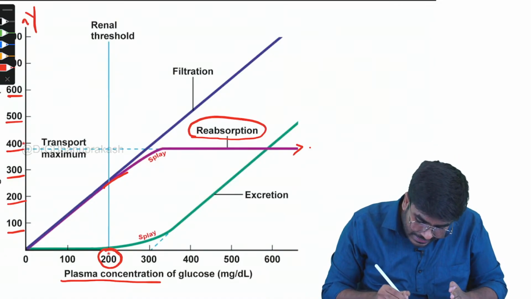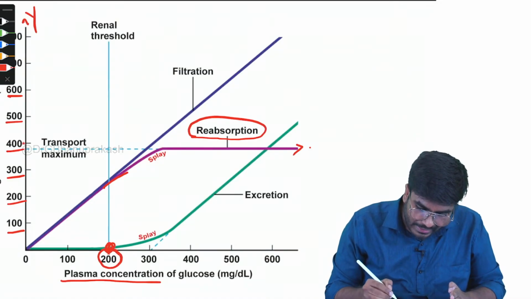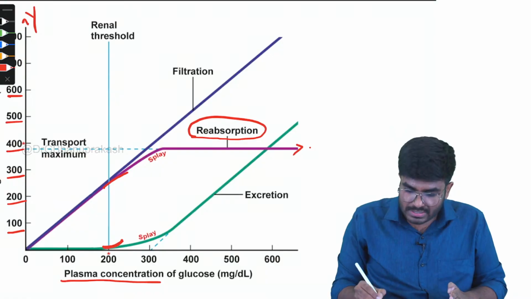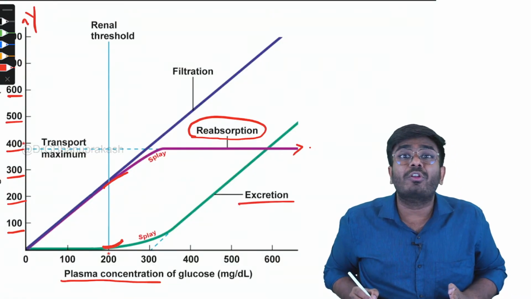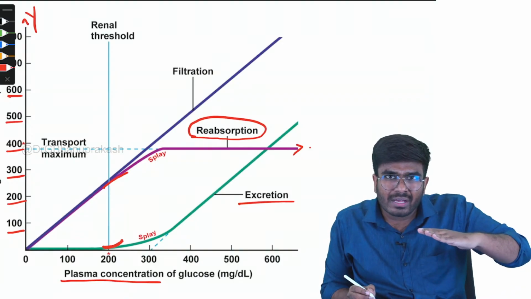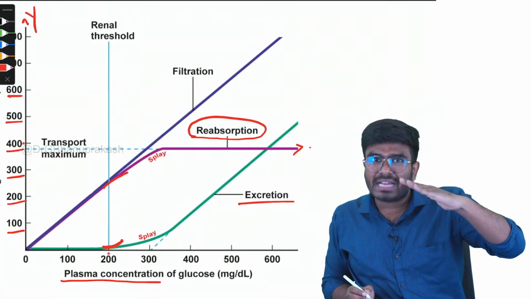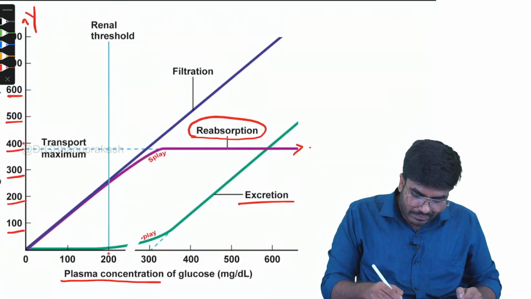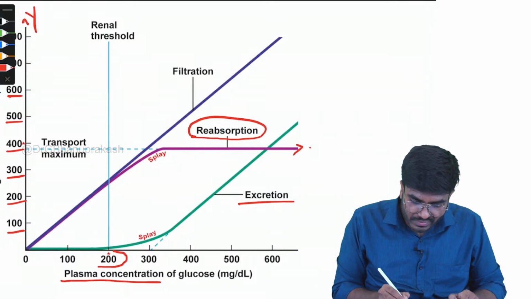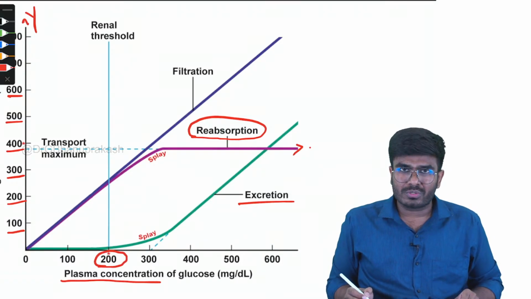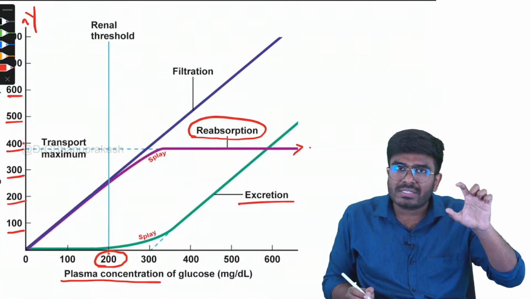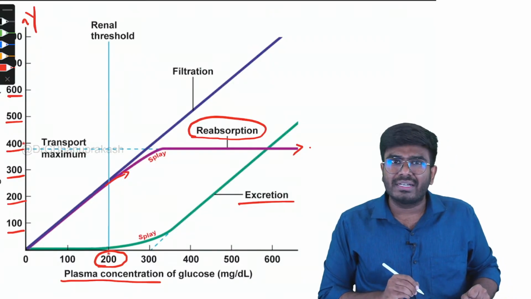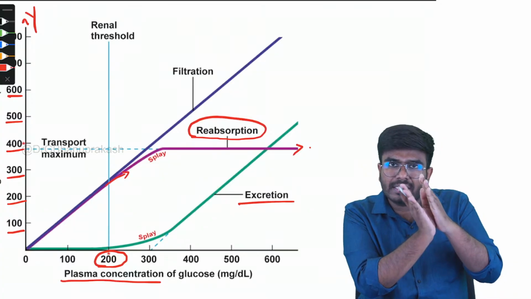That's the reason why at this point, at 200, the excretion curve has risen. The green color curve is the excretion curve for glucose. Now, at 200, glucose has started appearing in the urine. So what are the important points you need to know here? The 200 point is very important. This is the threshold for glucose. At 200 milligram plasma concentration, for the first time, the reabsorption curve got deviated from the filtered line, a little deviation.